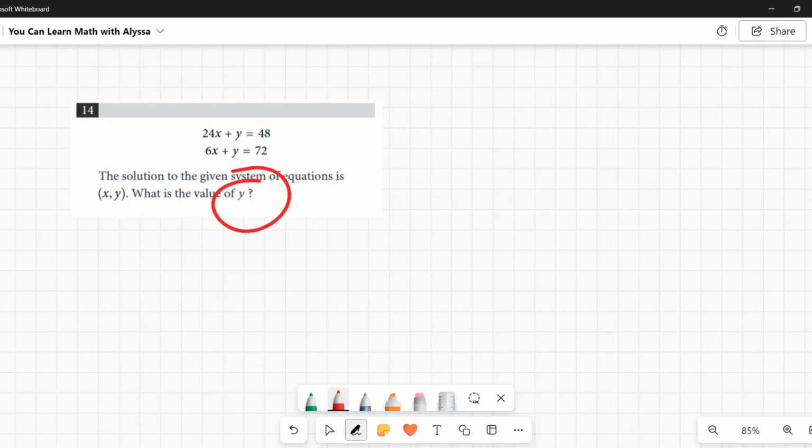Just make sure that you're looking for the y value, not the x. Don't make that careless error, because that's just painful. When you get back, you're like, what? I put it into there and yeah, we don't want that to happen. Okay, the other way you can do this is elimination. I would prefer that over substitution. I just think it works better here.